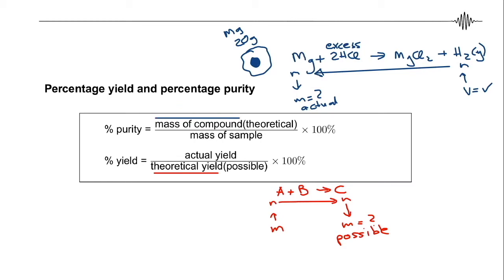So for percentage yield, you are definitely going to work from left to right in our equation to determine the possible yield, and that is the value at the bottom in our equation. If you're working with percentage purity, you are going to do an equation and you're going to work back to work out how much reacted, because all the magnesium reacted, so that's going to give us the mass of the actual compound. So that's the one at the top.